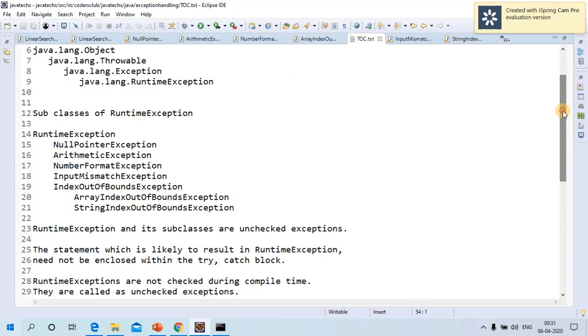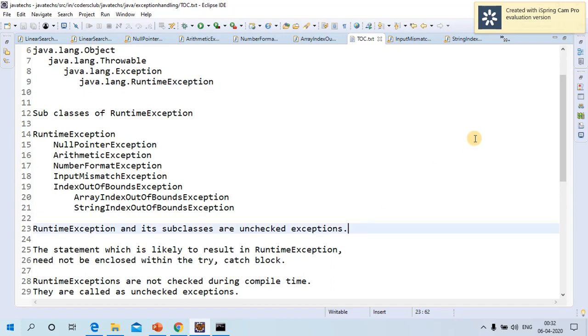These are all the subclasses of RuntimeException: NullPointerException, ArithmeticException, NumberFormatException, InputMismatchException, IndexOutOfBoundsException. And in this there are two types. The first one is ArrayIndexOutOfBoundsException, the second one is StringIndexOutOfBoundsException. Please note that all these are subclasses of RuntimeException. So RuntimeException and its subclasses are all unchecked exceptions.